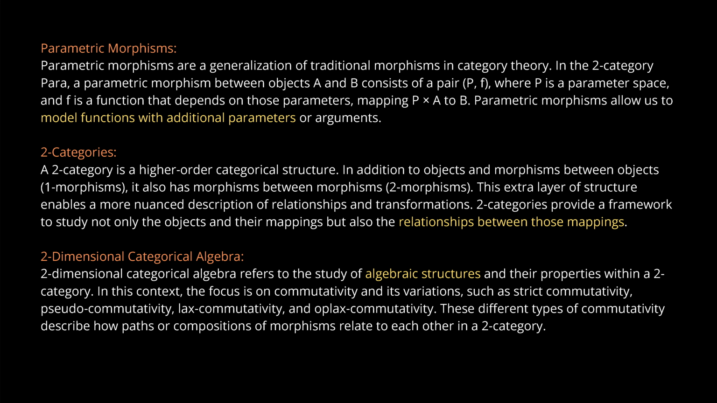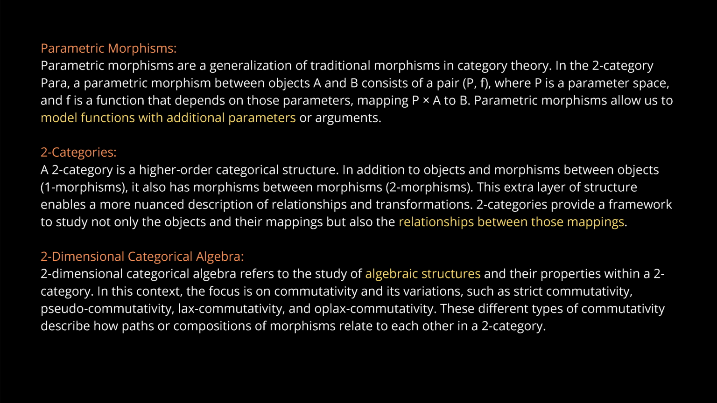In our particular case for neural networks, they provide a framework to study not only the objects and their mappings, but also the relationships between those mappings. So relationships on relationships. We need this for the dynamics in a neural network. And then, of course, we can build an algebra on this. The next topic is a two-dimensional categorical algebra that we build.